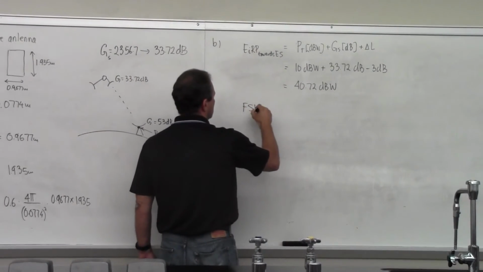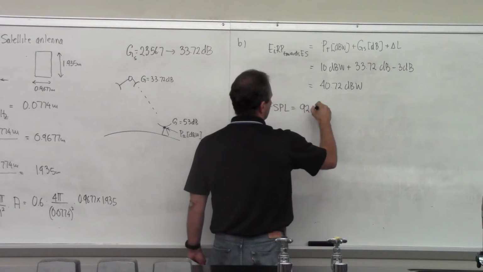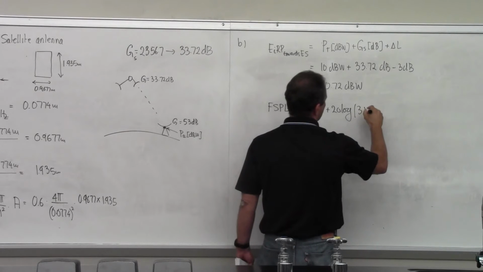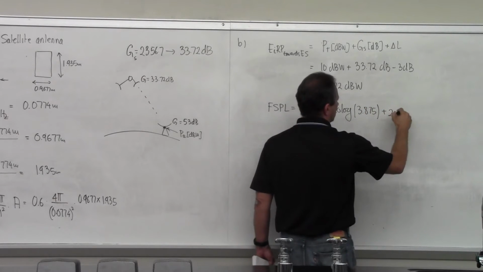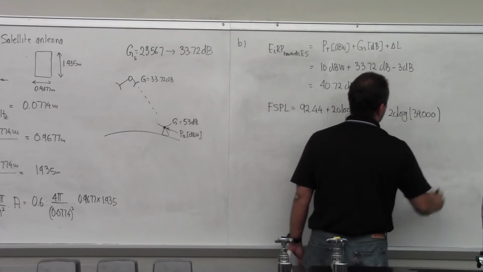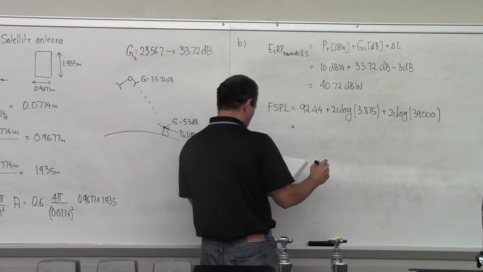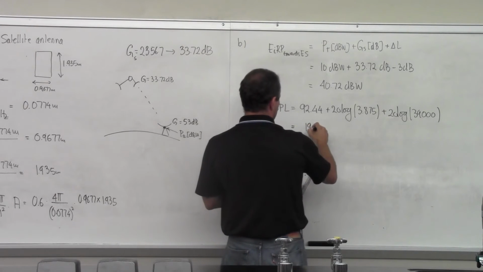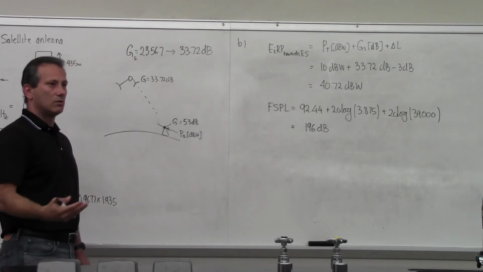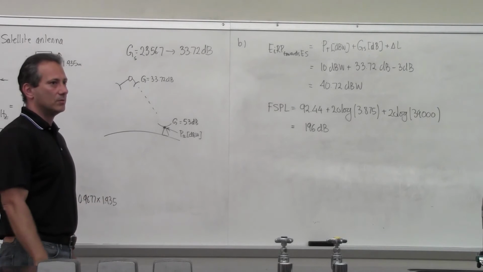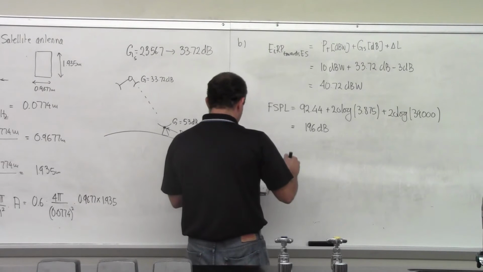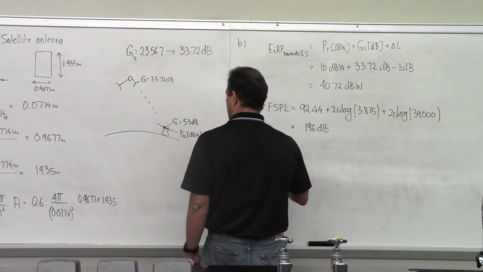Free space path loss in this case becomes 92.44 plus 20 log of the frequency in gigahertz, 3.875, and then plus 20 log of the distance in kilometers. When I calculated this, it ended up being 196 dB. You're expecting to see that because you're at a lower frequency than on the uplink. On the uplink, remember, we were 199 dB. Here we're relatively small.